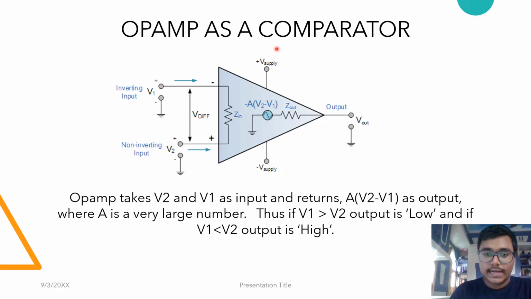First, let us understand how an op amp is used as a comparator. If the input to the non-inverting input is greater than the input to the inverting input, then the output will be high, and in the other case, the output will be low.